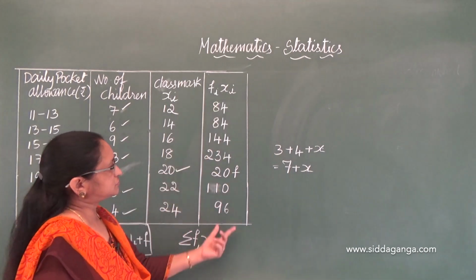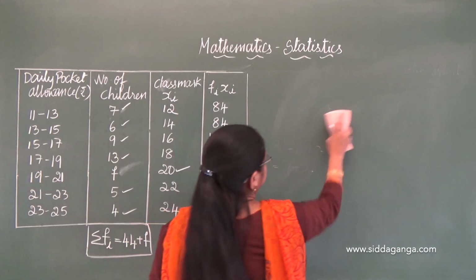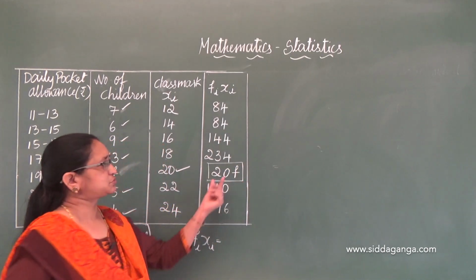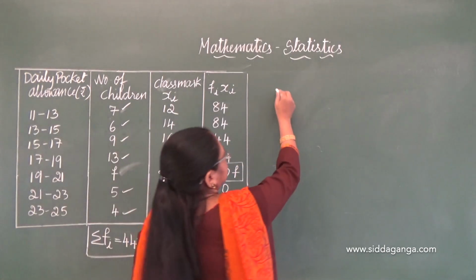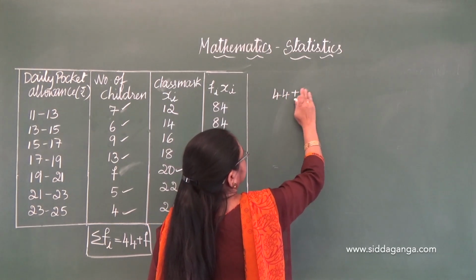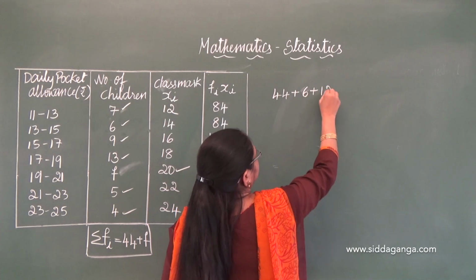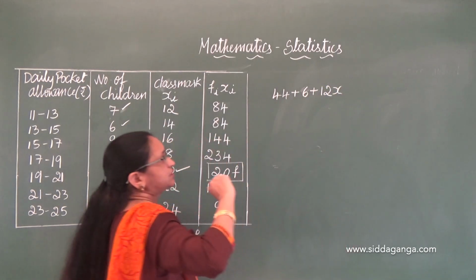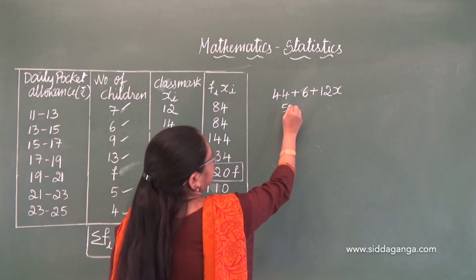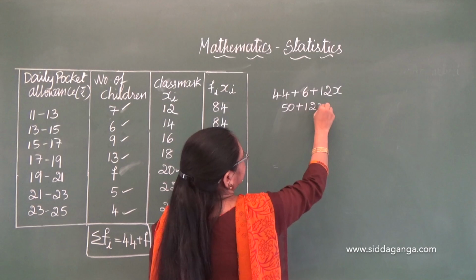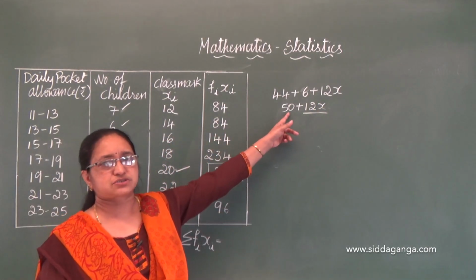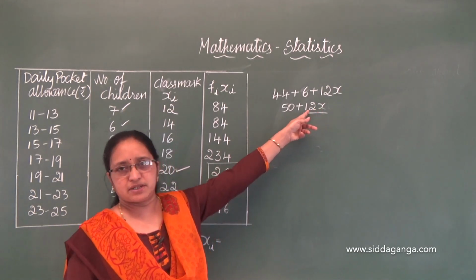Now here also we will add, but when adding, you should not add this one because it is 20F. Like this: 44 plus 6 plus 12x, if it is like this, what will you do? You will add the constants, 50 plus 12x, and keep the variable term as it is because we cannot add them. They are unlike terms, correct? It's a constant and this has a variable.